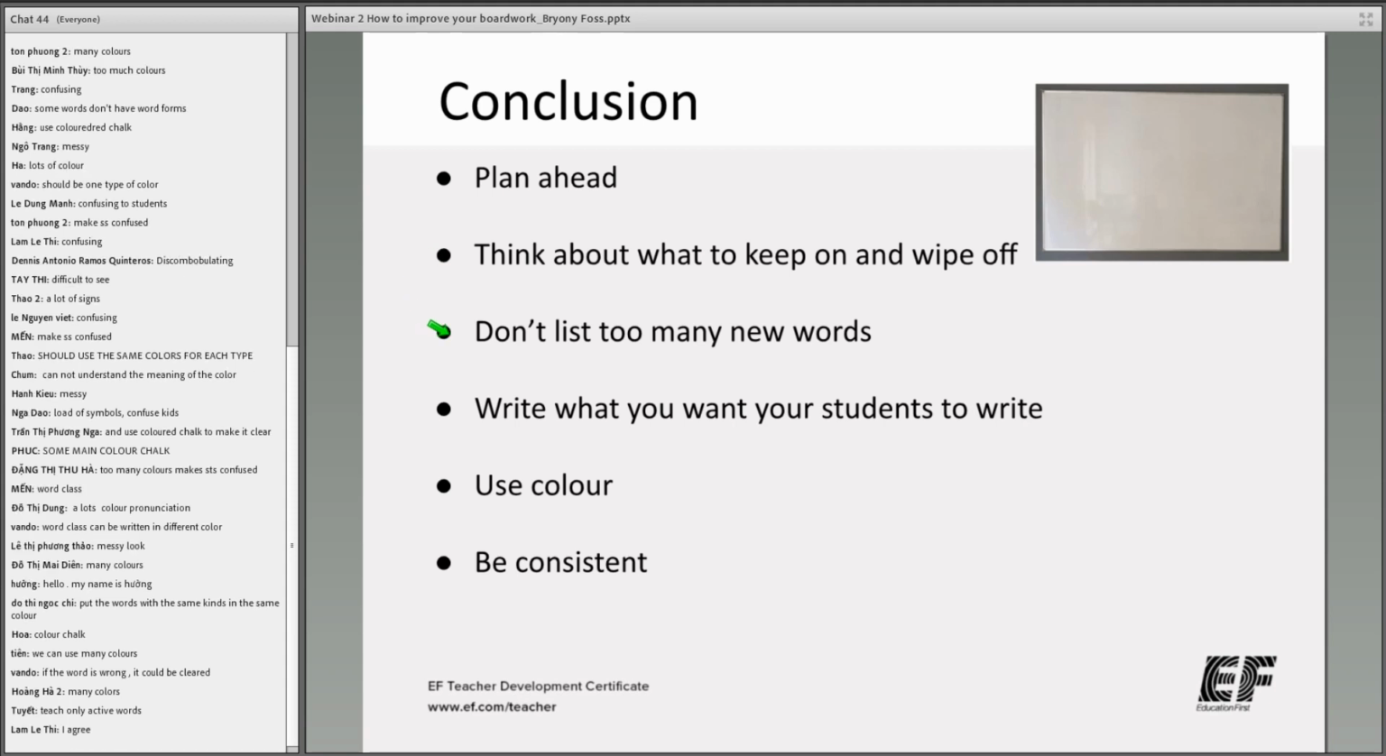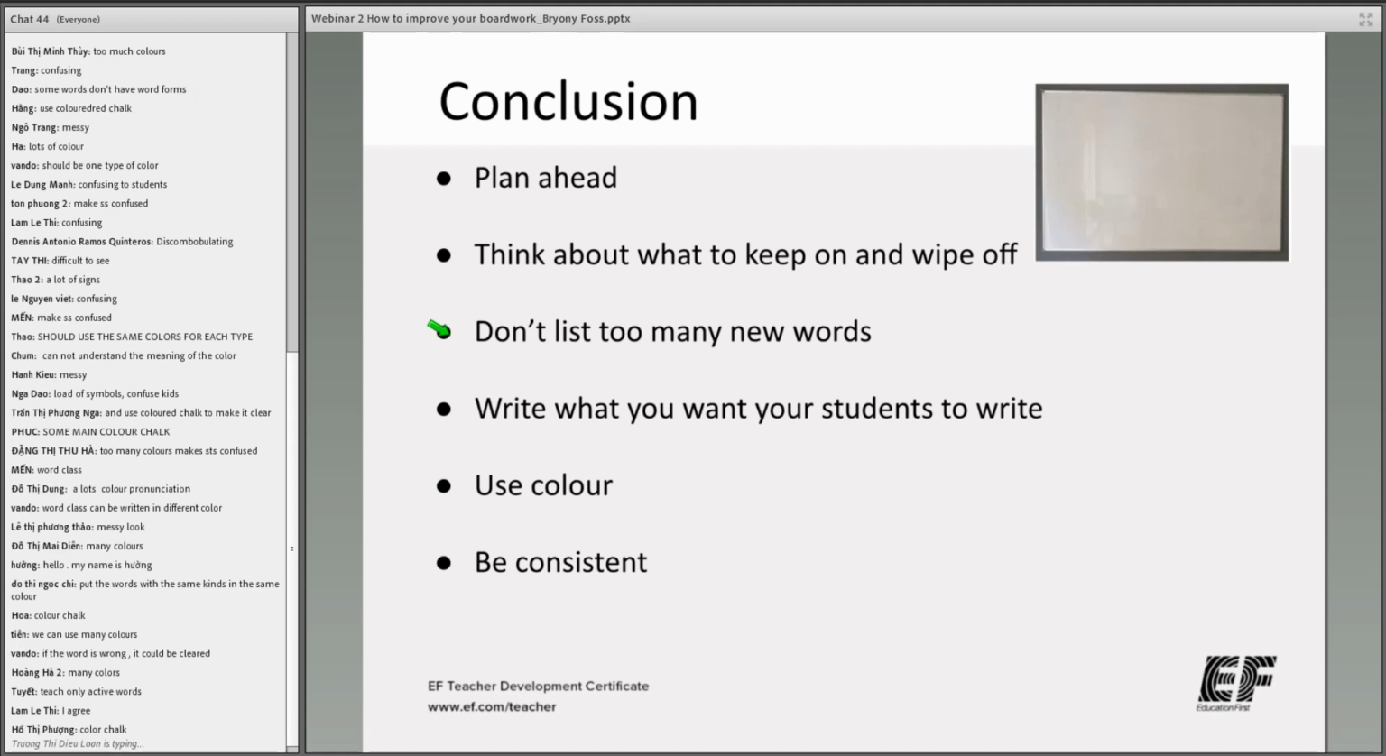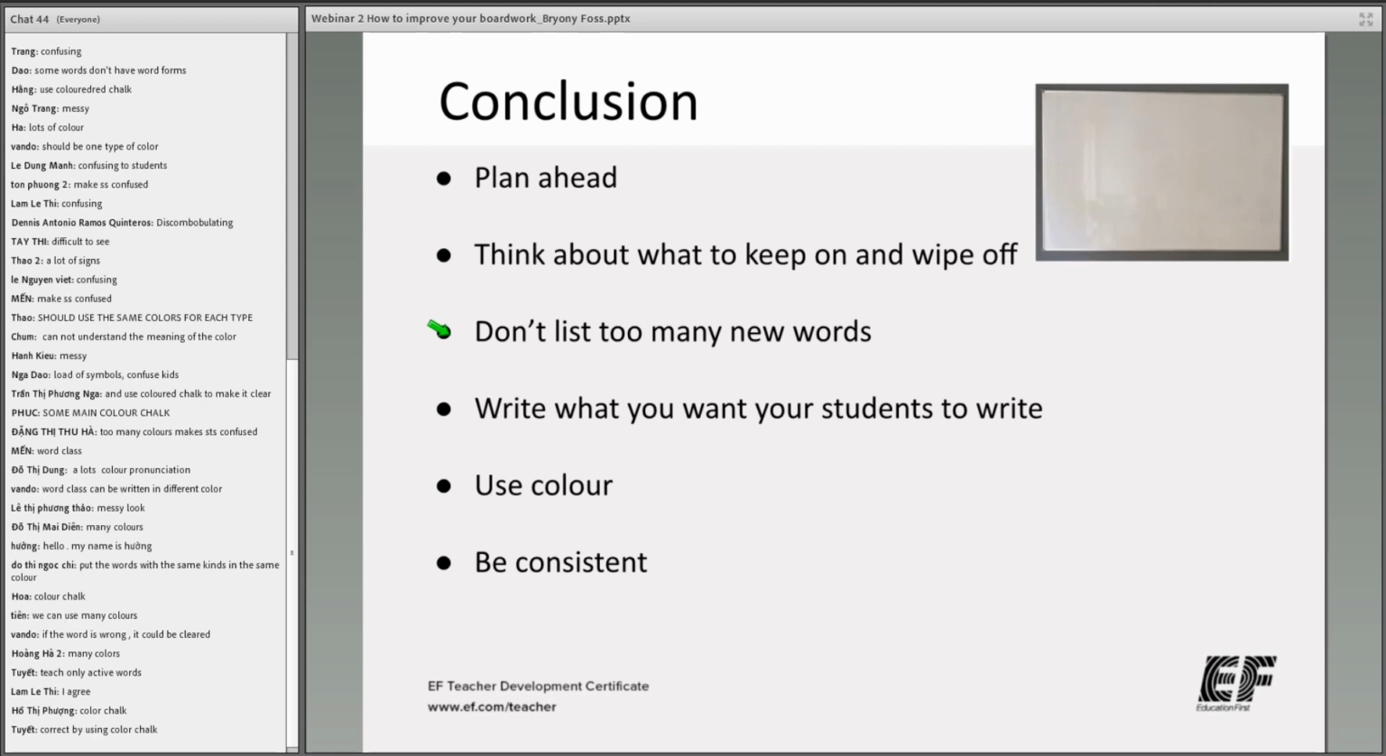Don't list too many new words. You want to give your students an opportunity to commit some of those words to memory. This means we cannot be adding words continuously every time a student uses a new or a useful word. Prioritize what is most useful for your lesson and for your students.